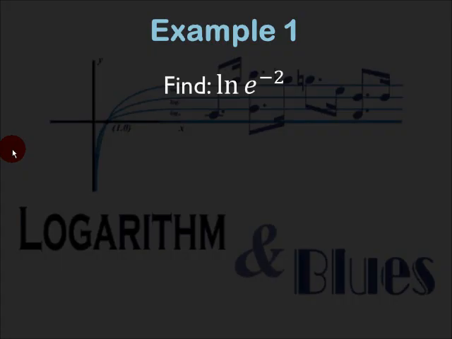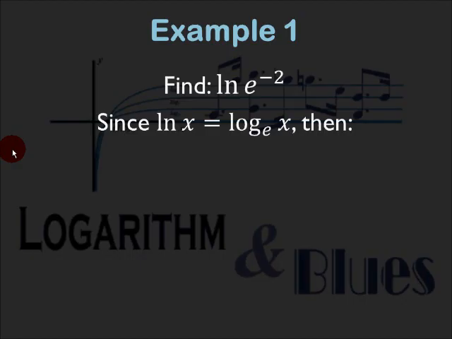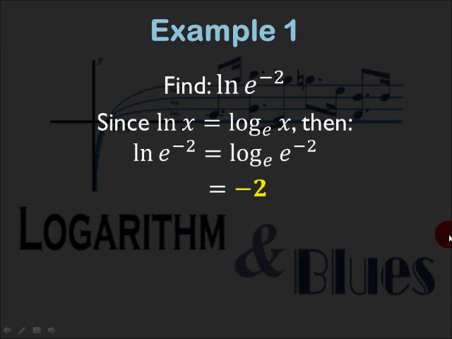Find the natural log of e to the negative 2 power. So remember, the natural log of x is merely the natural log base e of x. So for now, you can rewrite it as the natural log of e to the negative 2 is equal to the log base e of e to the negative 2, which means e to what power equals e to the negative 2? Well, that's clearly negative 2.